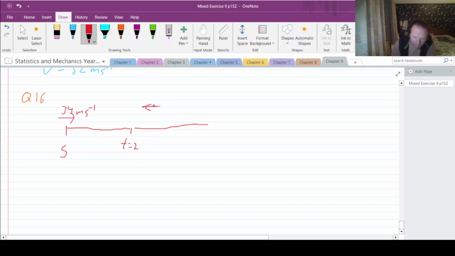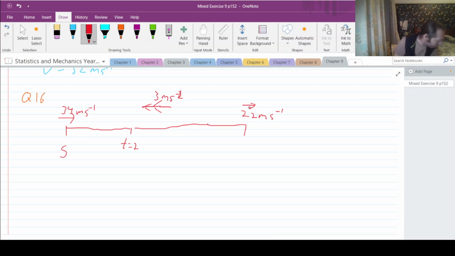She puts a deceleration on of 3 meters a second, until she gets to 22 meters a second at some point, and continues at the lower velocity. Draw a velocity time graph to illustrate the motion of the car after she passes S.